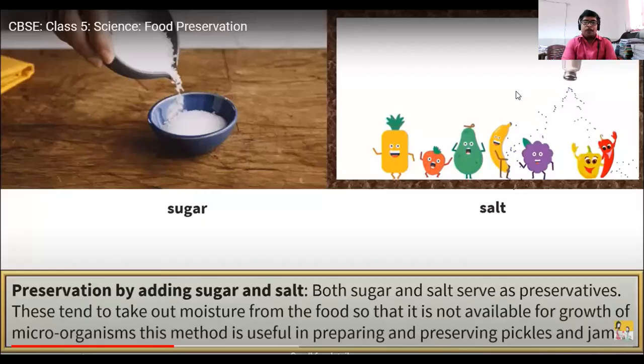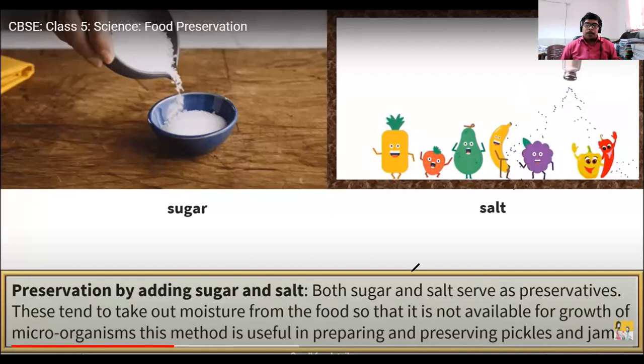So students, in our previous class, we were learning about preservation. Now we have come to the topic of preservation by adding sugar and salt. Both sugar and salt act as a preservative. These tend to take out the moisture.